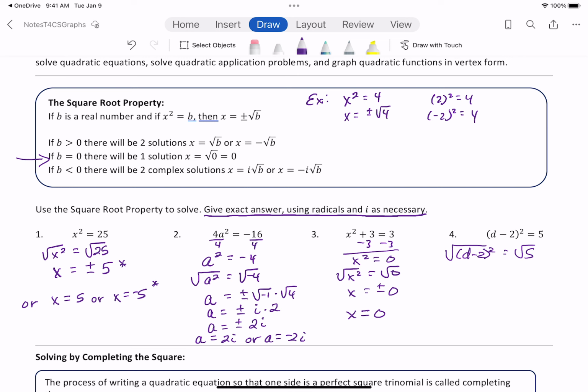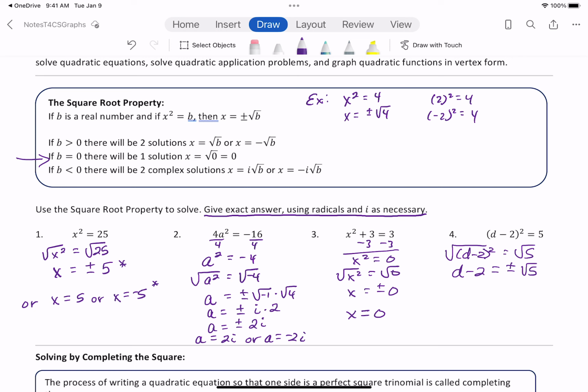So again, the square root and the square, those are just going to undo each other. We pick up a plus or minus root 5. Having the square root of 5, that's not a perfect square, so I can't do anything to reduce that. So I'm going to leave it under the radical.